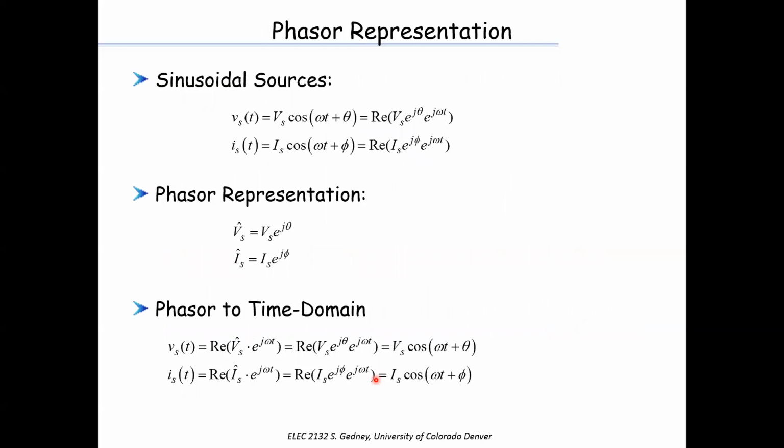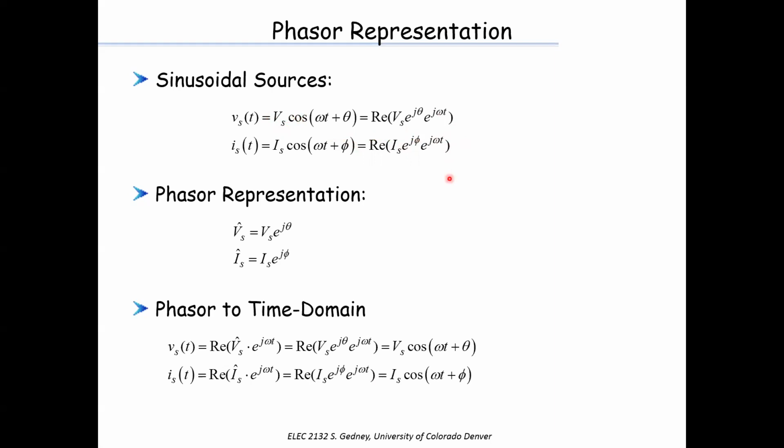So with this, we found that we can convert these periodic sinusoidally varying sources into what we call a phasor form. That is, if Vs of t has a peak voltage Vs times cosine omega t plus theta, I can rewrite this as the real part of the peak voltage Vs times e to the j theta, e to the j omega t. The product of these two exponentials adds the arguments, so I'd have e to the j quantity theta plus omega t. The real part of that would just be Vs times cosine omega t plus theta by Euler's law.